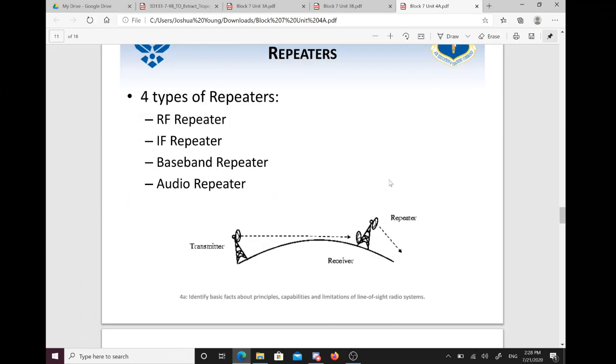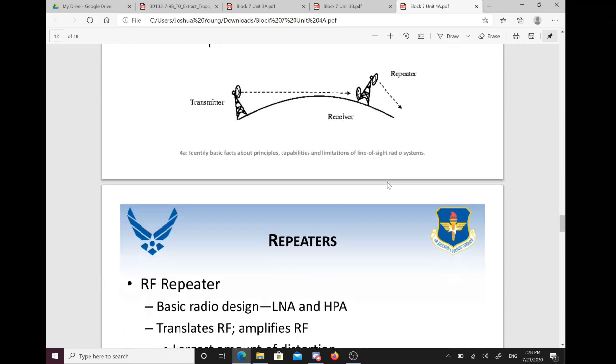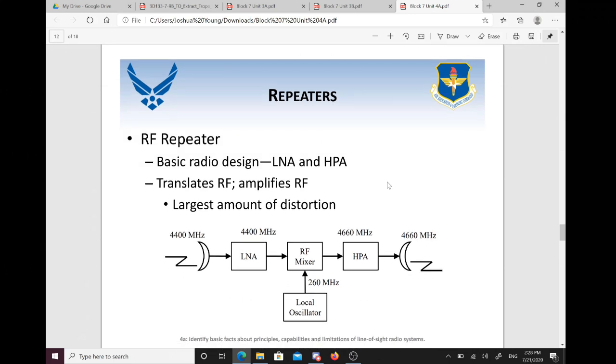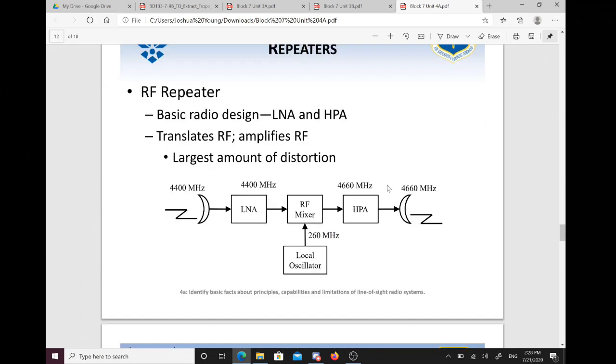So the four different types of repeaters that we'll discuss are your RF repeater, IF repeater, baseband repeater, and then lastly, your audio repeater. Your RF repeater uses a basic radio design, translates your RF, amplifies the RF. That's it. So it has the fewest amount of steps out of all the repeaters that we'll talk about here today. And because it has the fewest amount of steps, it is going to apply the largest amount of distortion.